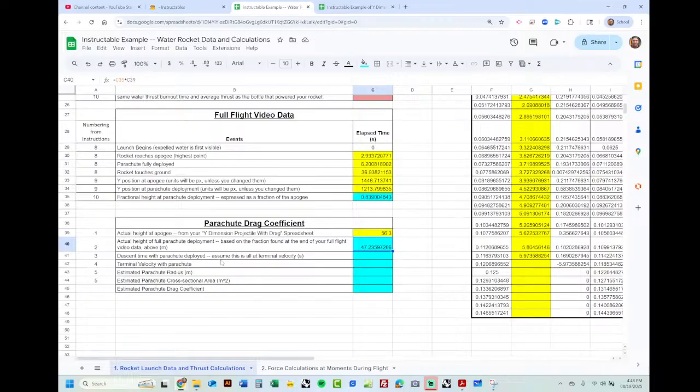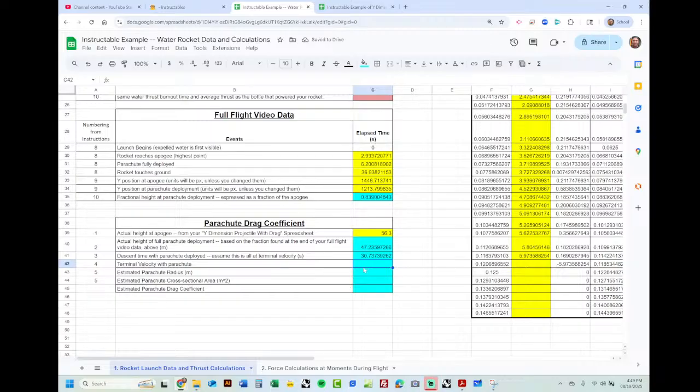The descent time we can figure out up here because we've got the time that the rocket touches the ground and then the time when the parachute deployed. So this is descent time while the parachute's deployed. It's just going to be this minus this.